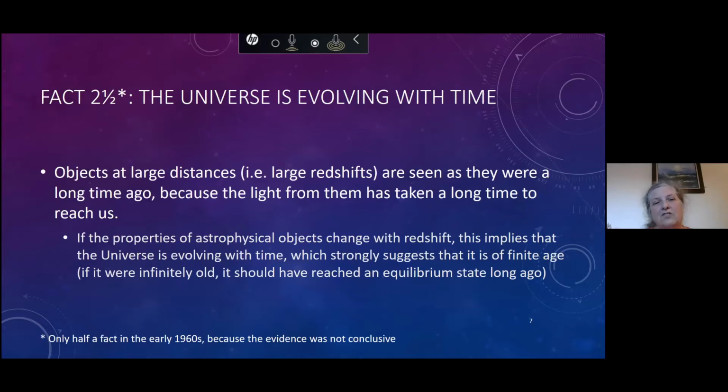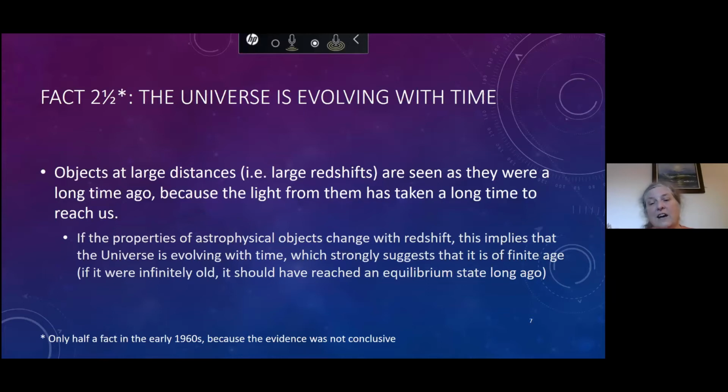So that's Malcolm's first two facts. His 2.5 fact, only half a fact he explained in the 1960s because the evidence was not conclusive, although now it is, was that the universe is evolving with time. And this is the evidence that disproves that steady state model in which the universe would always look the same. If the universe is evolving with time, we expect it to look different at different times.